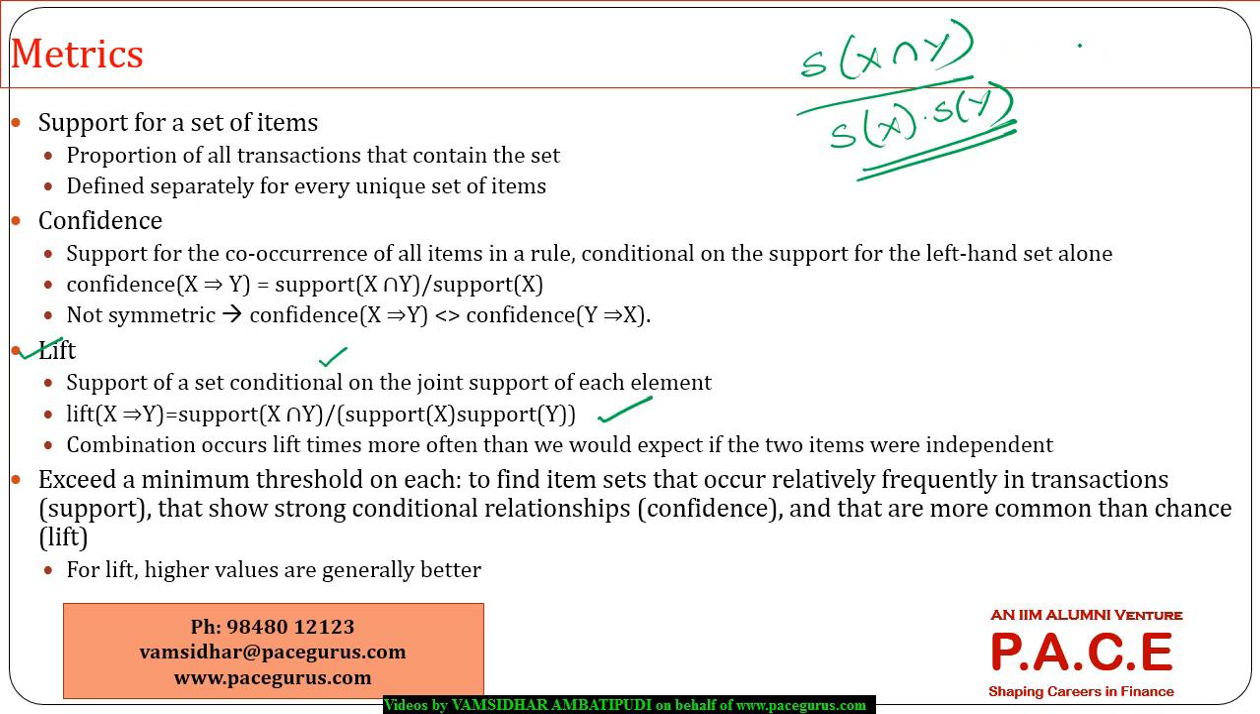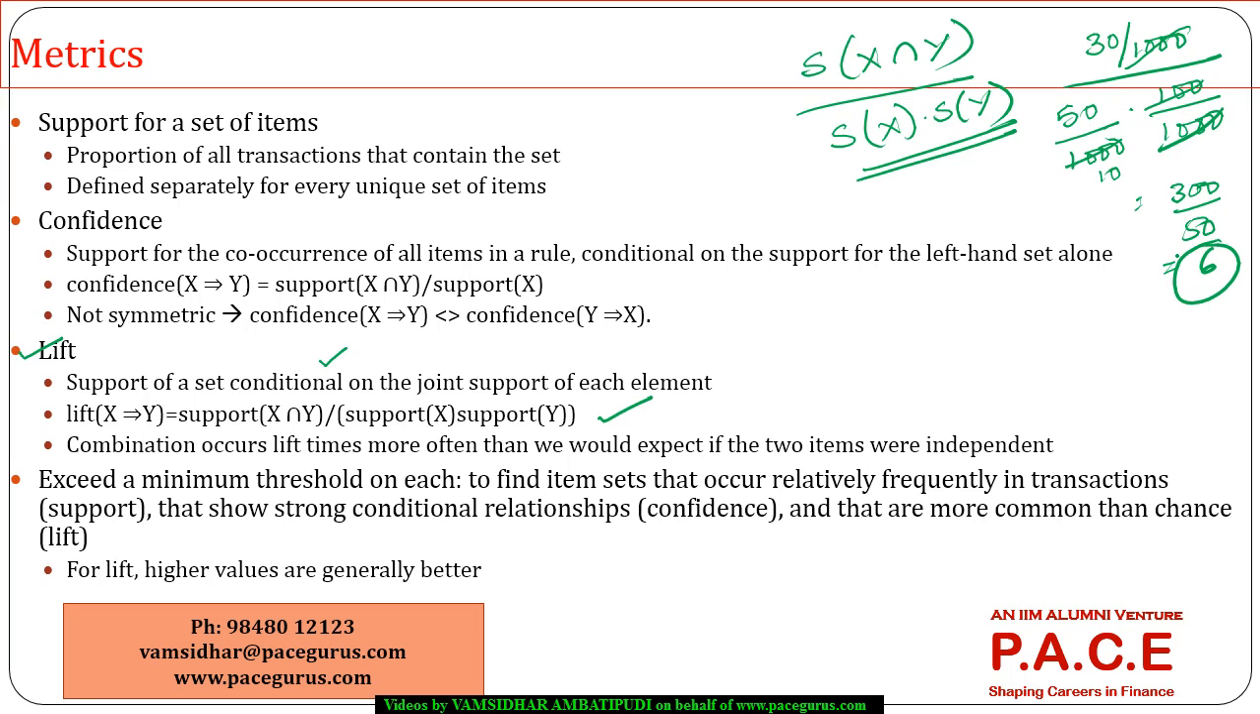Earlier we got the support of x intersection y as 30 by 1000. Support of x is 50 by 1000. Support of y is 100 by 1000. Now if I do the calculation here, it becomes 300 by 50, which is otherwise 6. So what it says is the combination of both x and y, P1 and P2, occurs 6 times more often than we would expect if these two terms are independent. If they are independent, as I said, it should come only 10% of the time.